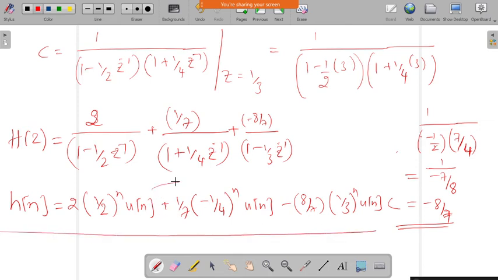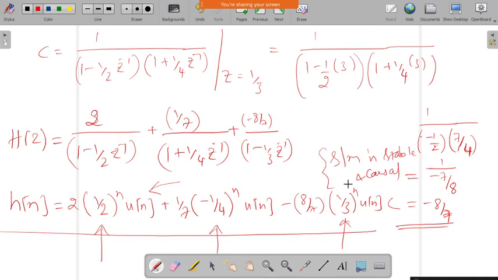Now the system is causal. You can see all the poles are inside the unit circle. 1 by 2, 1 by 4, 1 by 3, all of these are within the unit circle. So the system is stable. The system is both stable and causal.